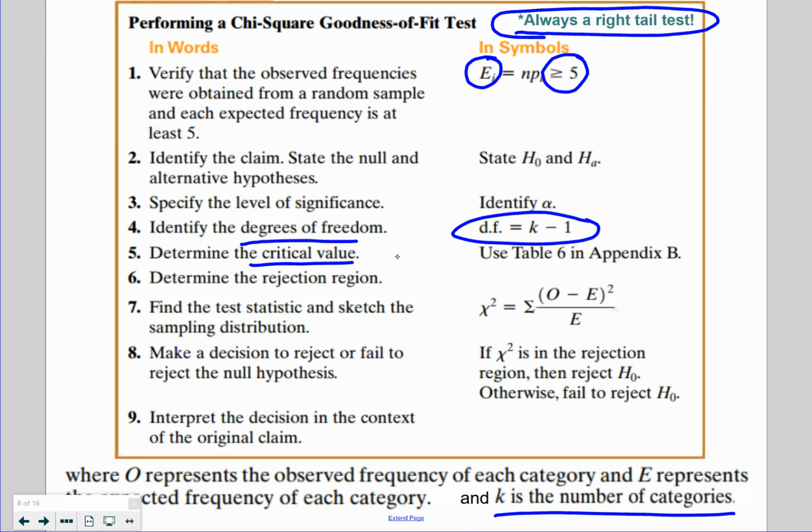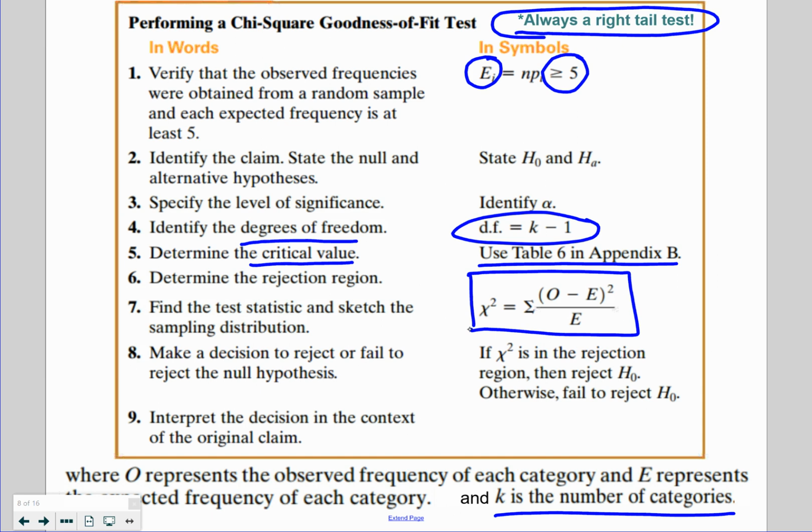We're going to find a critical value on our chi-squared distribution table, which is in that packet you guys have. It's table 6. Then we're going to figure out from that critical value where our rejection region is, and then we're going to calculate the chi-squared test statistic, which is as follows. So O will be all of our observed frequencies. E will be all of our expected frequencies.